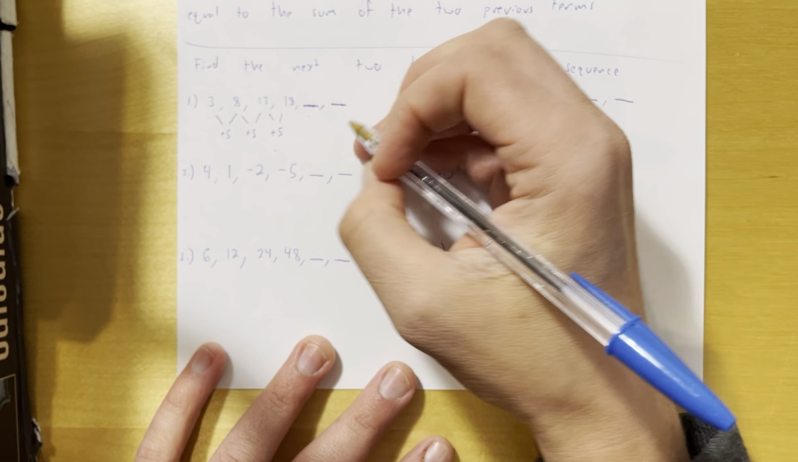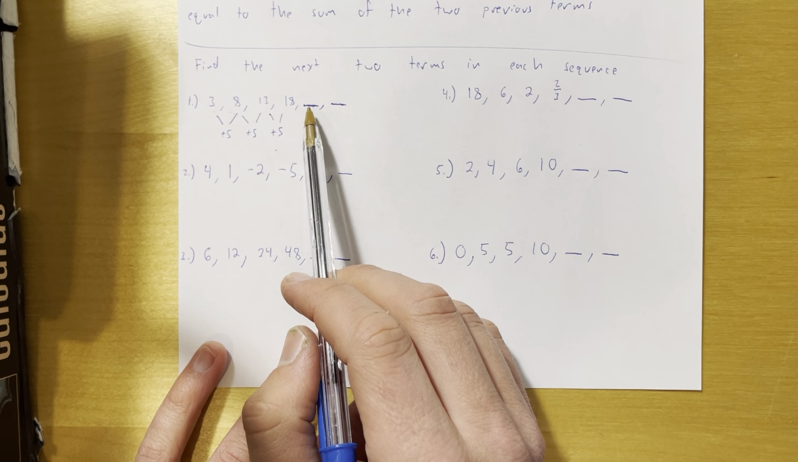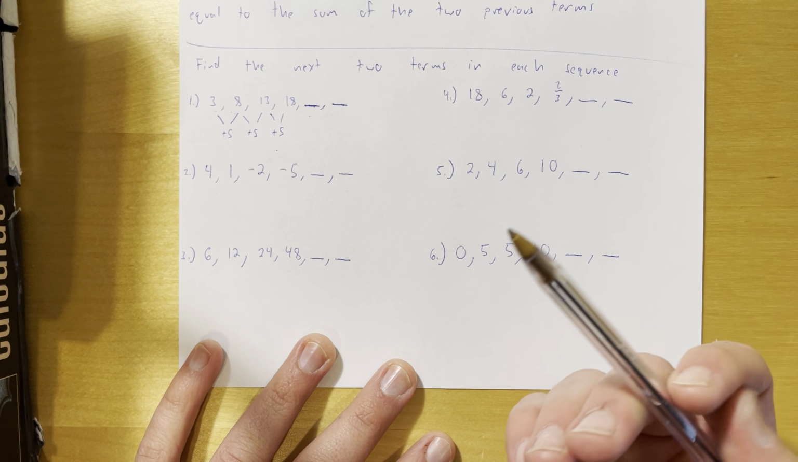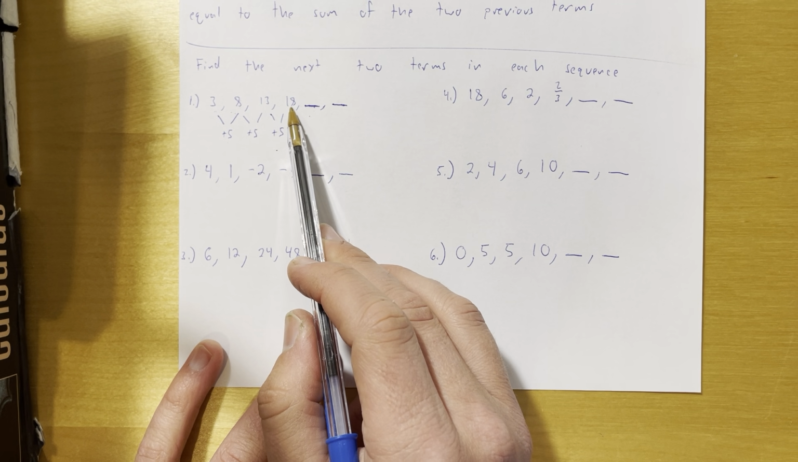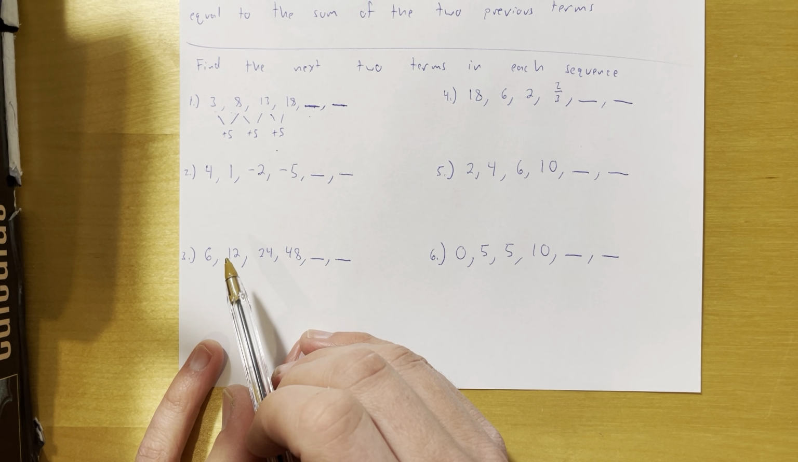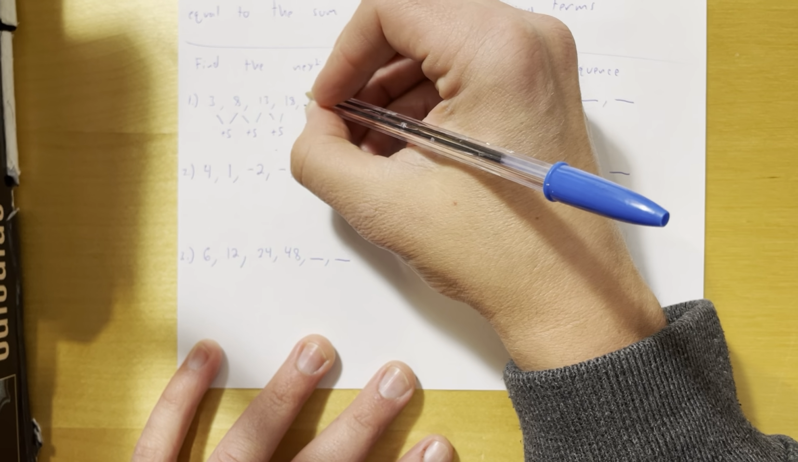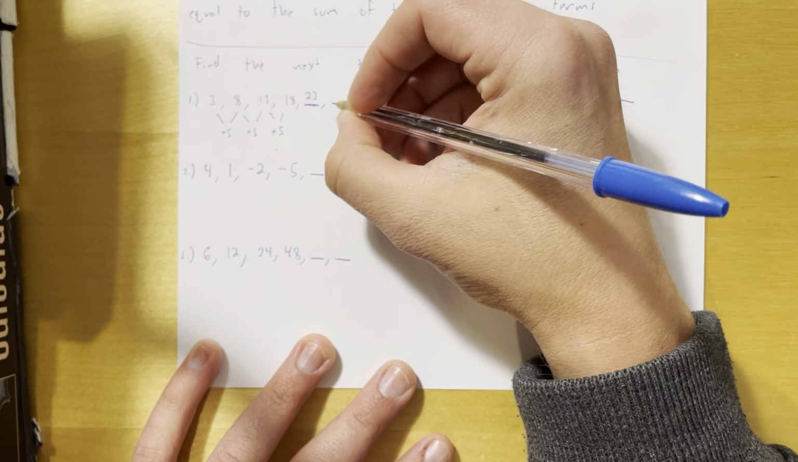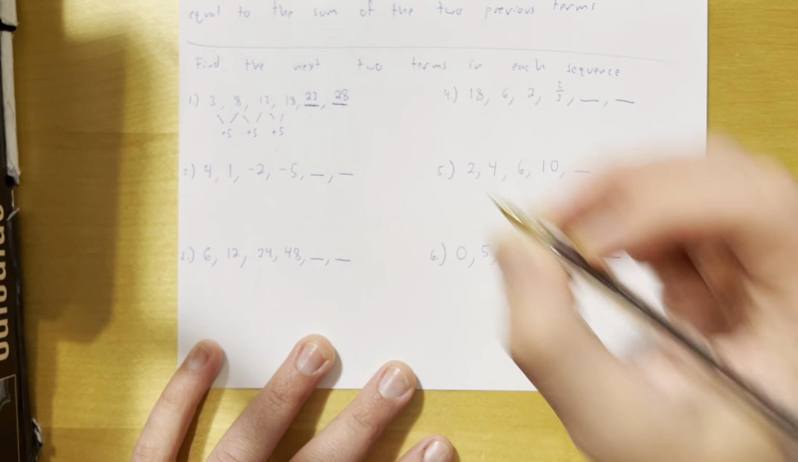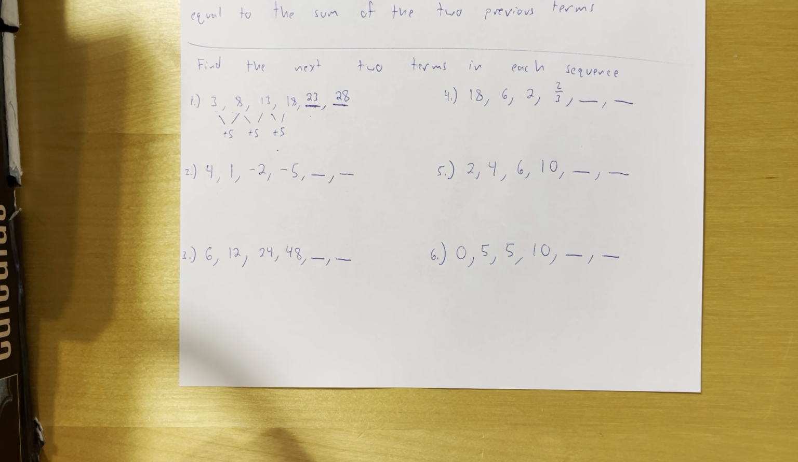So if I'd like to continue this pattern, now that I've recognized it as an arithmetic sequence, I need to continue adding 5 to each term. So starting at this 18 here, 18 plus 5 is 23, and 23 plus 5 is 28. Those would be the next two terms in that sequence.